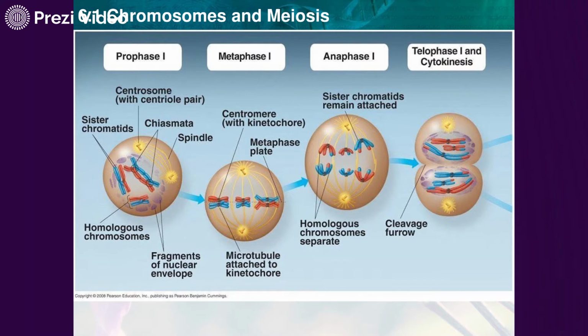Now, after crossing over is done, other events in Prophase 1 are similar to mitosis, where the nuclear membrane disappears, the spindle fibers are formed from the centrioles. Then we move to the second phase, which is metaphase 1.